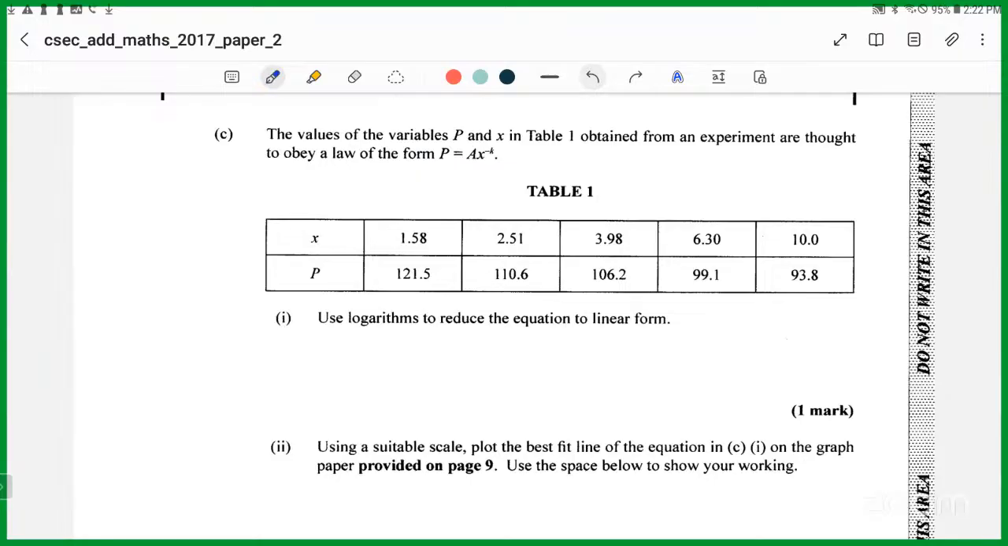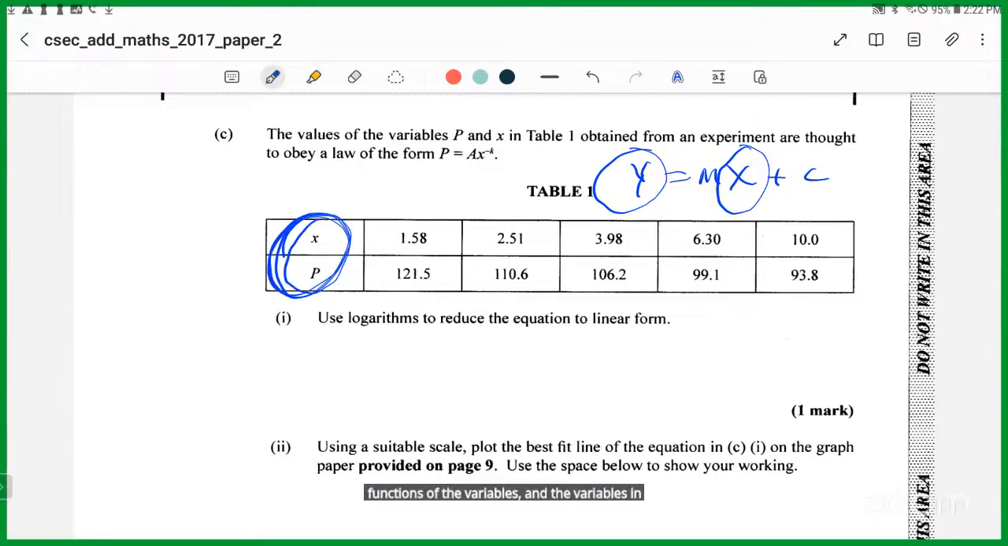And that linear form that you want is something like y equals m big X plus c, where this y and this X are functions of the variables, and the variables in this expression are x, small x, and p. So you need functions of small x and p in these two locations. And then when you have that, this m is going to be a gradient, and this c is going to be your vertical axis intercept. All right, so that's what we have in this question.